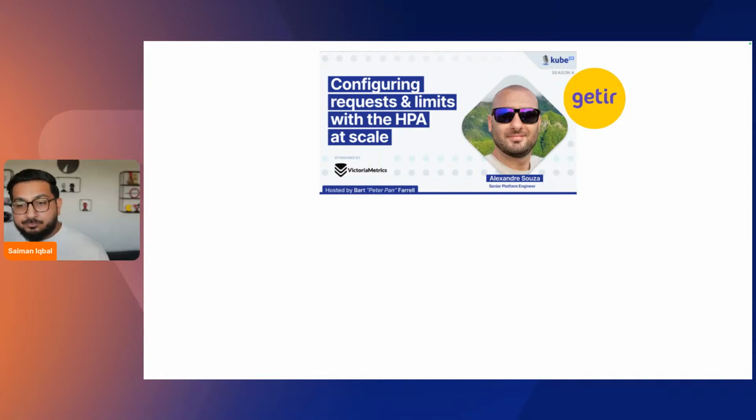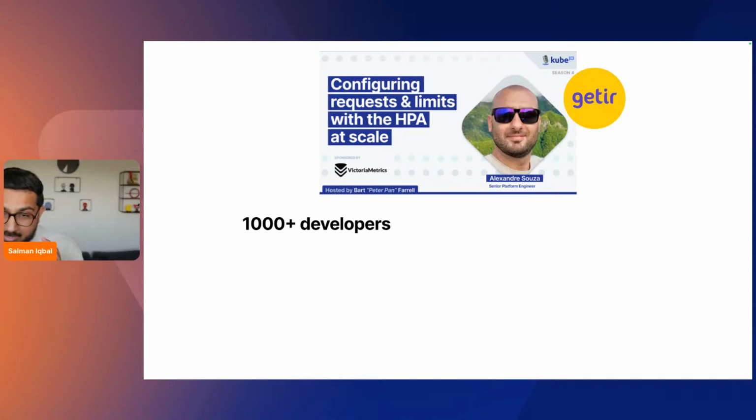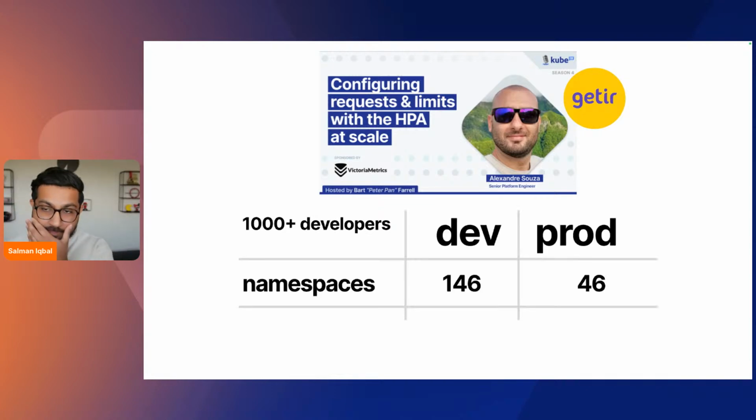One of them, and I personally learned a lot from them. One of the guests is Alexandre. He's from Getter's online grocery delivery company. And what he mentions is that he talks about scale. He says on the platform that he's working on at Getter, they have over 1,000 developers. And they're working on various services. And they require development and production environments. And the way they use their infrastructure, they have about 150 development namespaces and about 46 production namespaces.